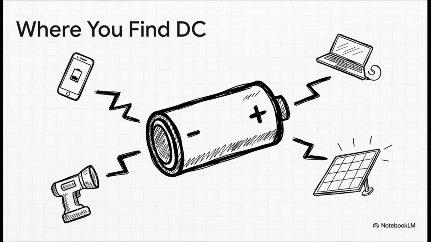And DC? Well, DC is all about portability and storage. Think about it. Your smartphone, your laptop, even electric cars, they all run on DC power stored in batteries. Solar panels, they generate DC power straight from the sun. Here's a super simple rule of thumb. If it has a battery, it's a DC world.